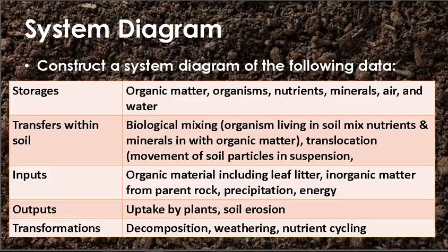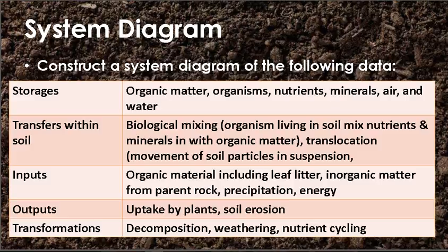Okay. Now, if I have to construct a system diagram of the following data: storage, transfers within the soil, inputs, outputs, transformation. Then I can further classify storages. It stores organic matter, organisms, nutrients, minerals, air, and water.